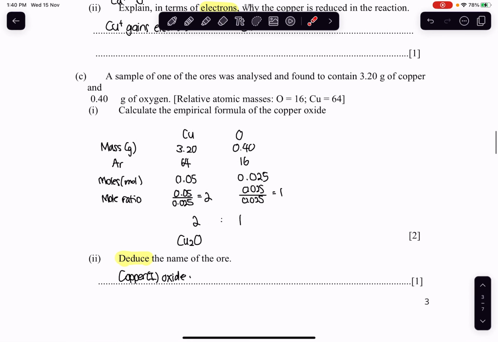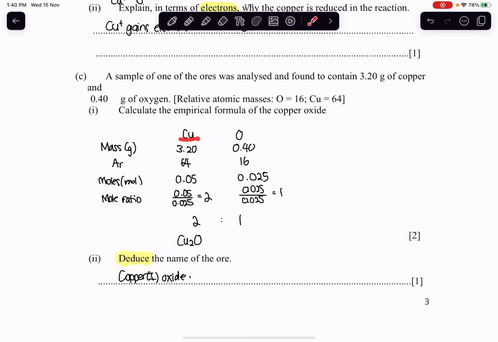Okay, now for part C, a sample of one of the ores was analyzed and found to contain 3.2 grams of copper and 0.4 grams of oxygen. They give you the Ar of oxygen and copper. Calculate the empirical formula. Remember the table method. You need mass in grams, the relative atomic mass, the moles, and the mole ratio.